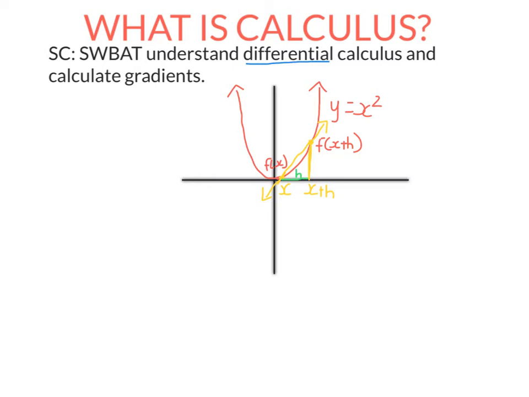So it would be y2, so that's the y value of the second point, minus the y value of the first point, all divided by x2 minus x1. So we can simplify what is on the bottom here. x plus h minus x is just h. The x's cancel each other out. So this is the gradient of the secant, of any secant along this curve.